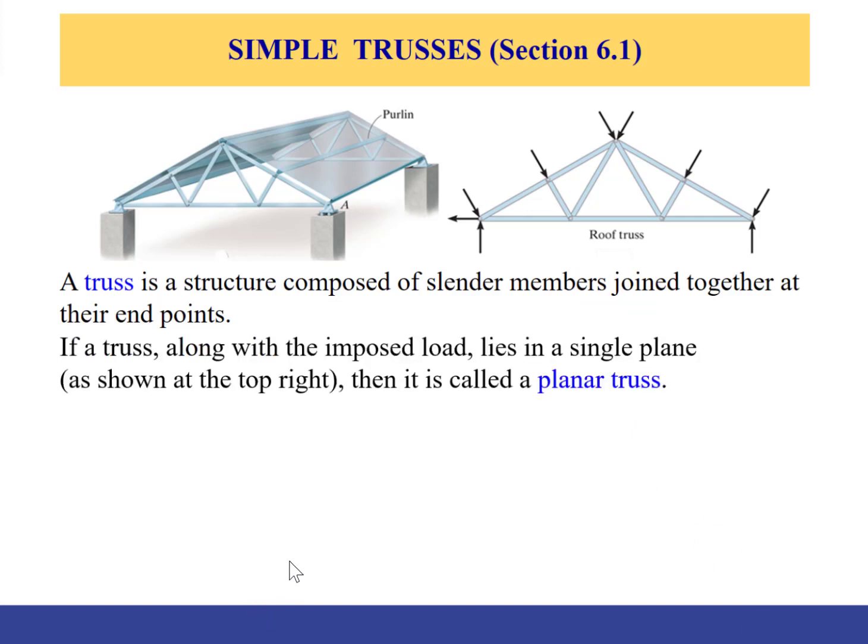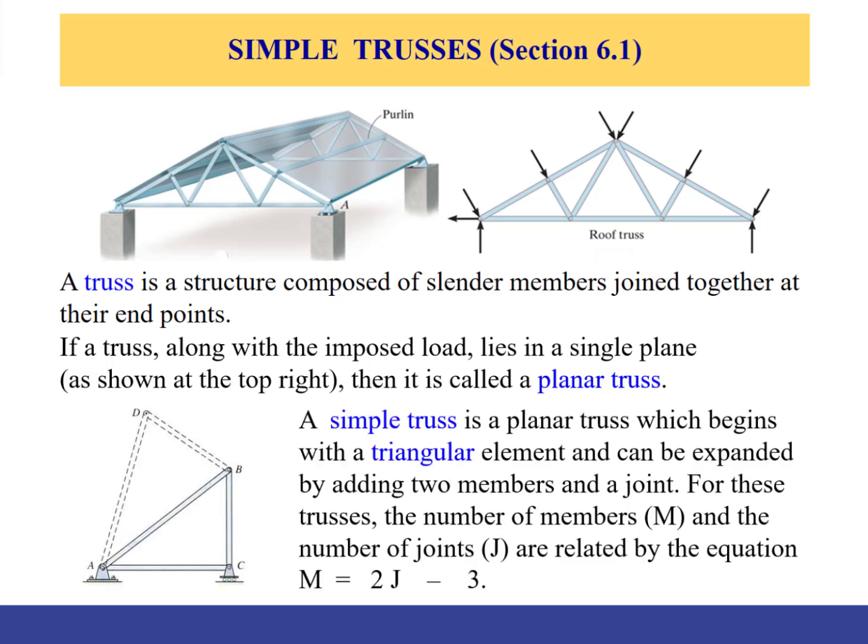2D problems that involve structures or beams that lie on one plane are called planar trusses. A planar truss that begins with a triangle or triangular elements such as ABC and can be expanded by adding two members at a time for each joint, like adding AD and BD, right? It's called a simple truss. So this is a simple truss system.